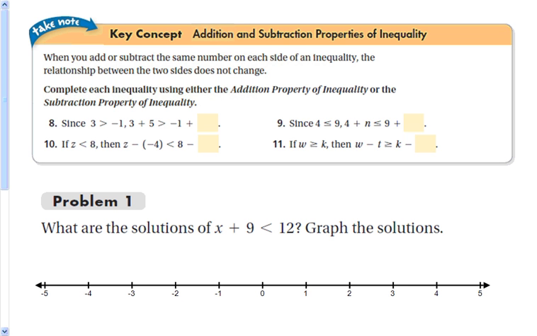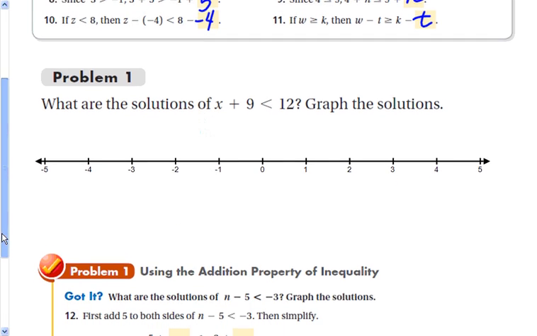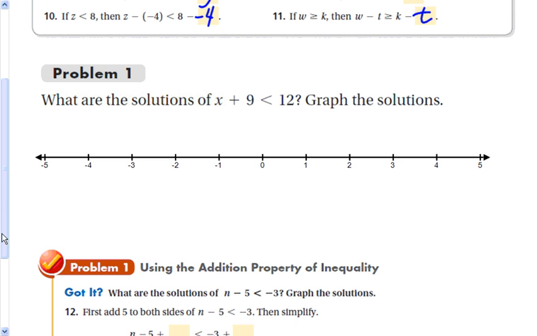So, since 3 is greater than -1, that would mean that 3 plus 5 is greater than -1 plus 5. Since 4 is greater than or equal to 9, 4 plus n must be less than or equal to 9 plus n. If z is less than 8, then z minus -4 is less than 8 minus -4. And if w is greater than or equal to k, then w minus t is greater than or equal to k minus t.